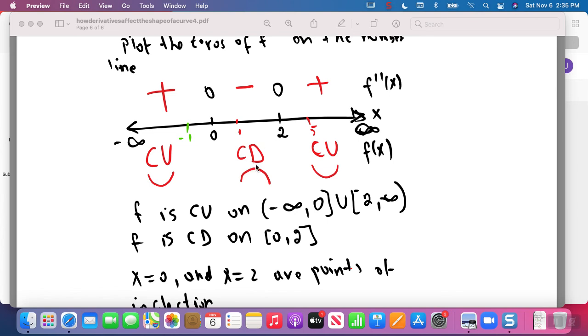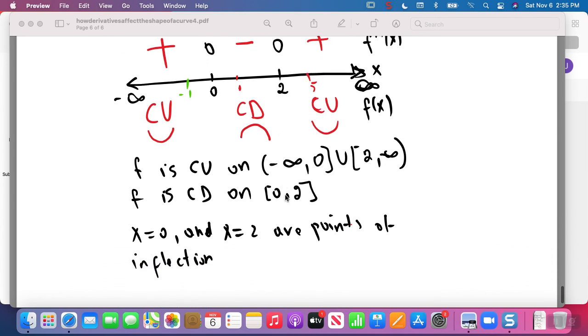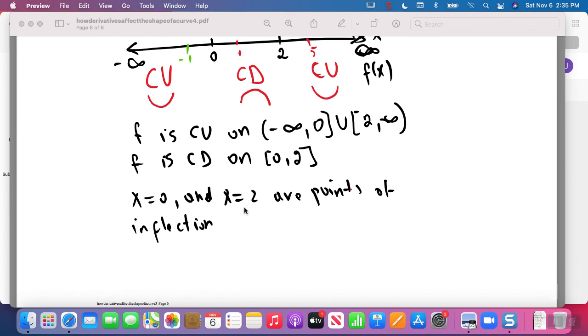You can also argue using concavity. We're going from concave down to concave up at x equals 2. That makes x equals 2 a point of inflection. So we have 2 points of inflection, x equals 0 and x equals 2.